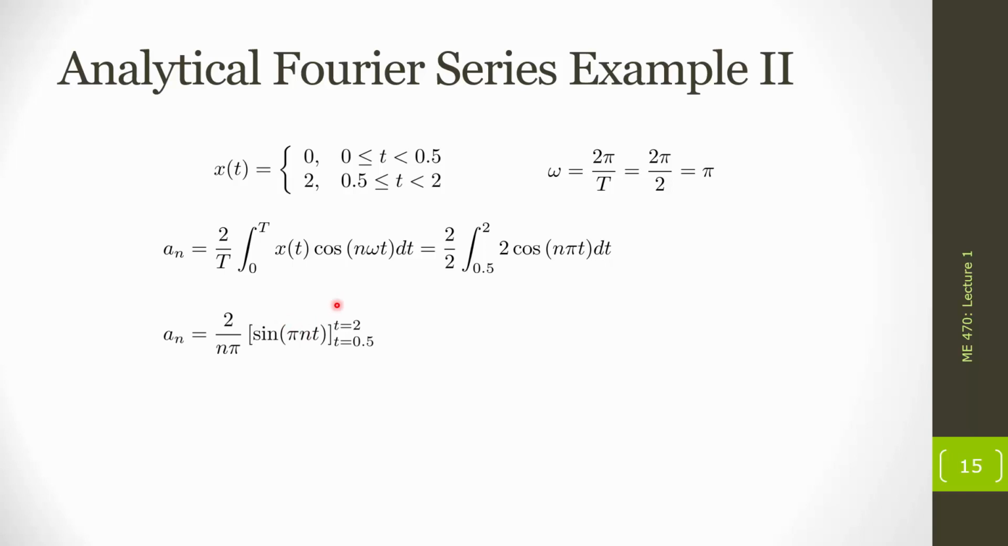So I have my antiderivative. Finally, I want to evaluate it between my bounds. So my upper bound is 2, so I'm going to plug in 2 for t. And then my lower bound is 0.5. So I can expand that out this way.